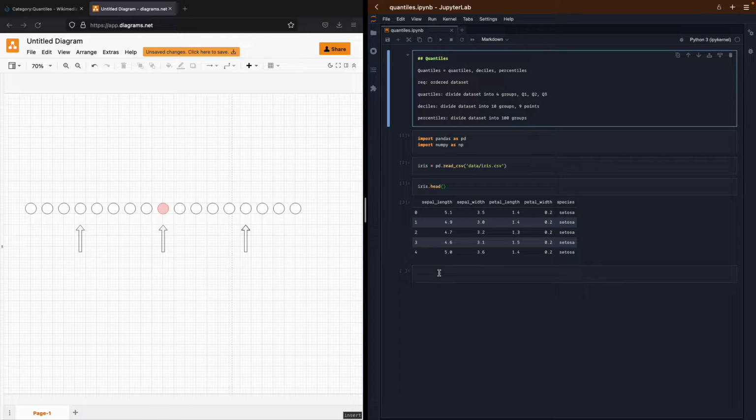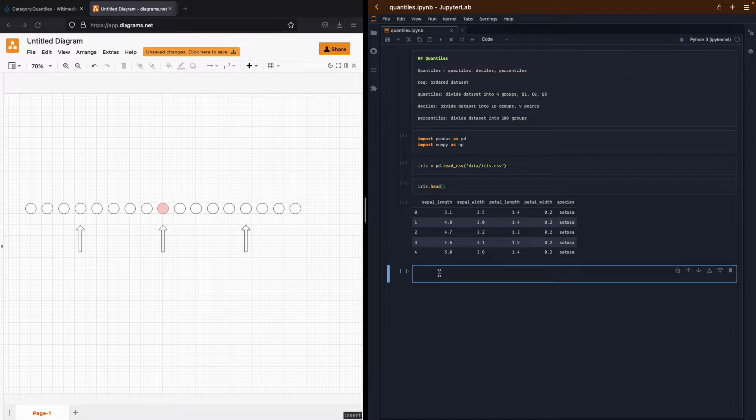So I have picked the iris dataset in order to show some calculation here. So let's get started. First of all, I'm going to separate only the petal length of our dataset, to show our percentile and quartile calculation.